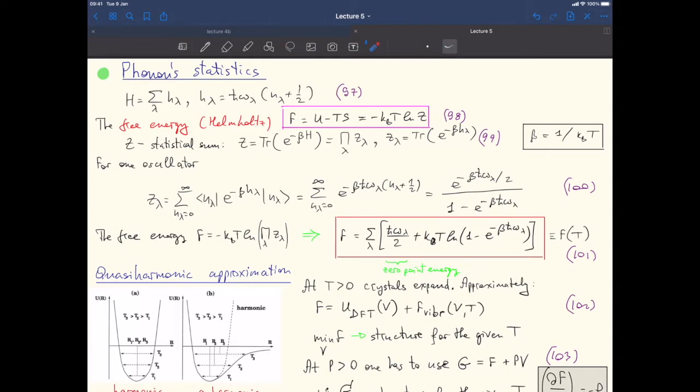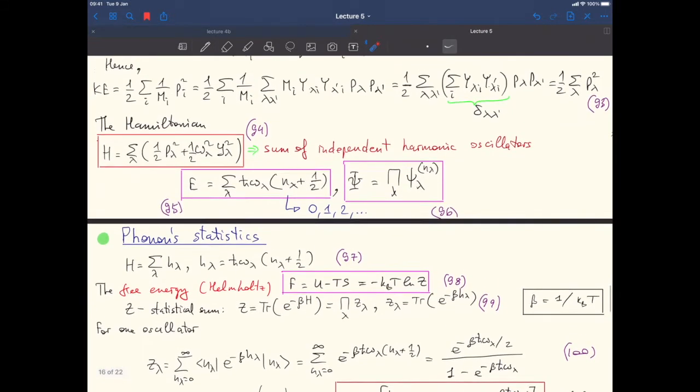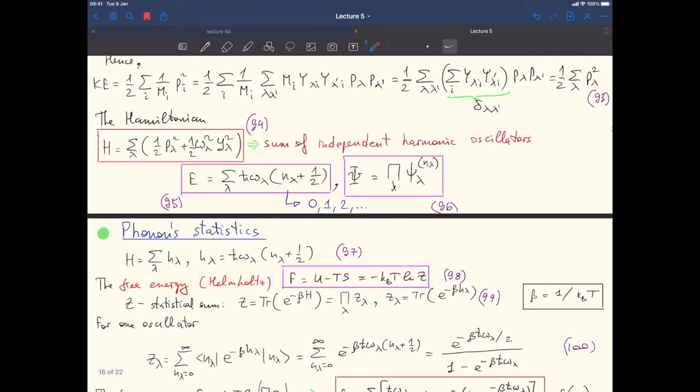And you may have had in the course of your statistical mechanics that this n lambda is actually given by a product of two ladder operators, a dagger and a, corresponding to the excitation of an oscillator. The eigenvalue of this operator n lambda is that number n lambda which we introduced above.